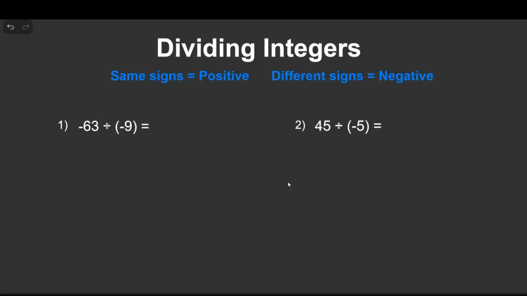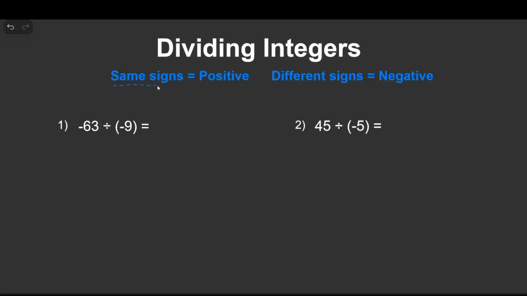In this video I'm going to go through a quick review of dividing integers, and we're going to be working with both positive and negative integers. Let's jump into number 1, where we have minus 63 divided by minus 9. We have a negative divided by a negative, so we are working with the same signs.